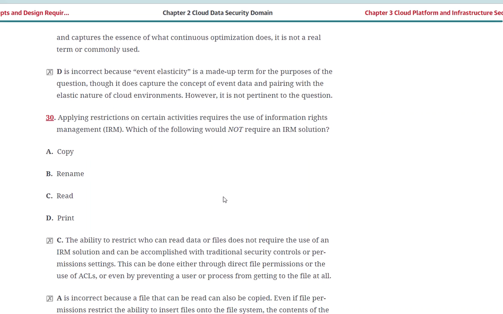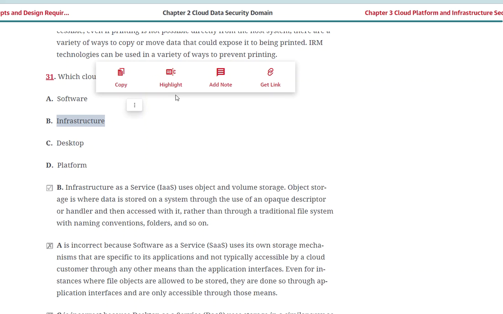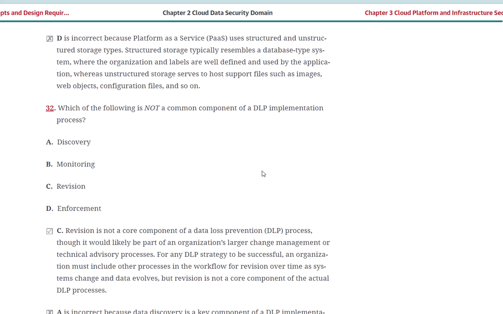30. Applying restrictions on certain activities requires the use of information rights management, or IRM. Which of the following would not require an IRM solution? And the correct answer is read. Question 31. Which cloud service category is object storage associated with? And the correct answer is infrastructure. Question 32. Which of the following is not a common component of a DLP implementation process? And the correct answer is revision.